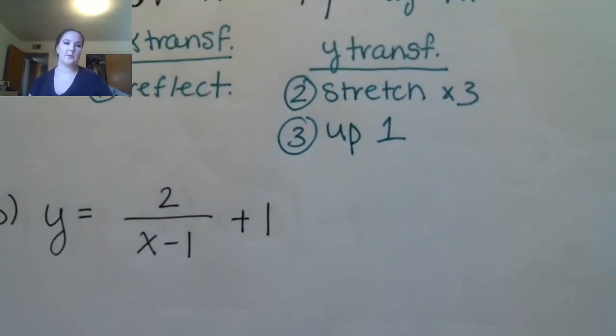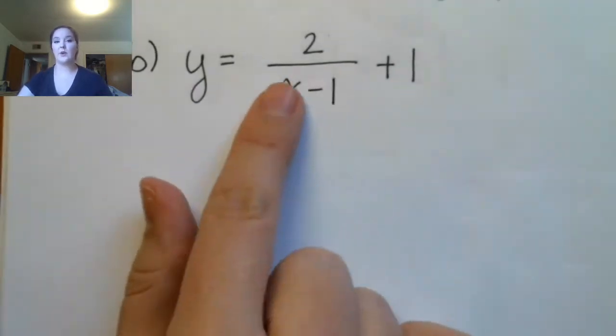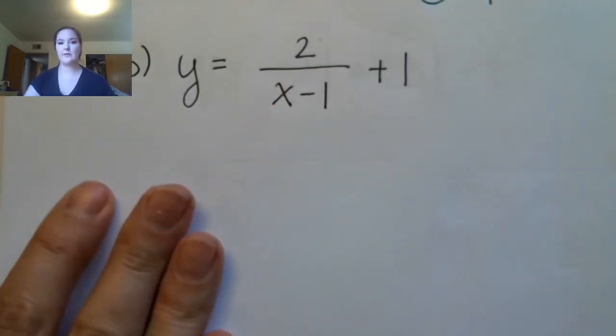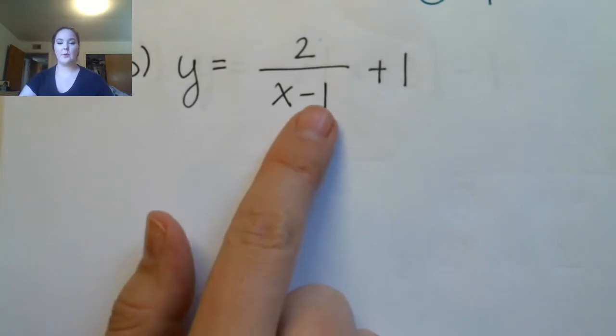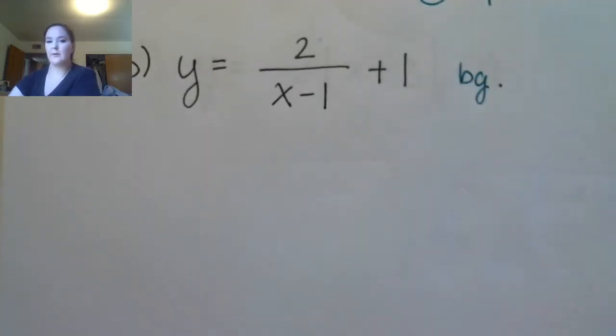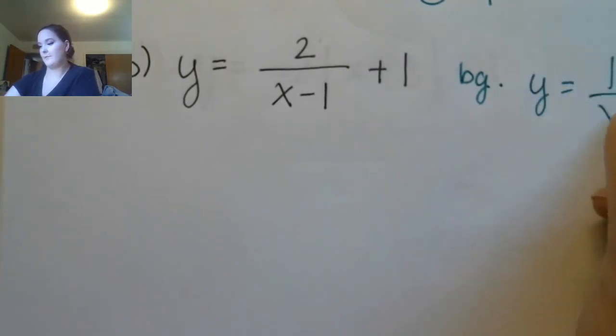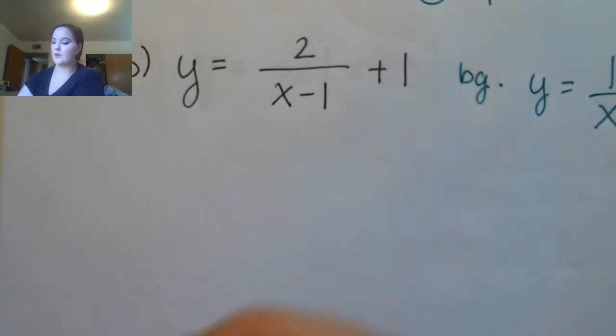All right, let's look at our second example. We're going to do some with the graphs that are the most confusing, which are the 1 over x and 1 over x squared graphs. So we're going to start off by listing our base graphs. I kind of gave it away, but this is the 1 over x graph. And then we're going to list our transformations.